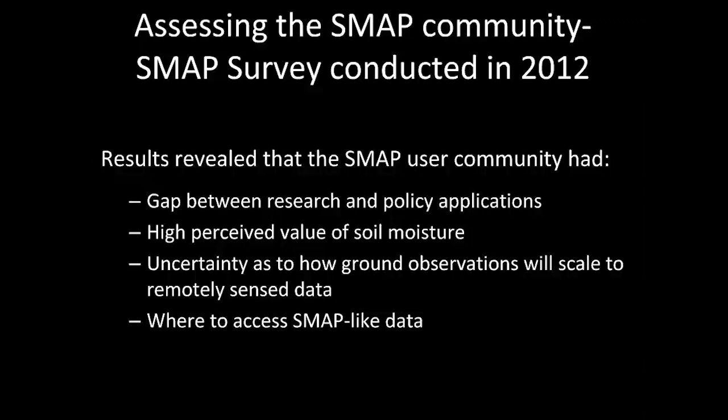So in terms of the survey, we conducted a survey in 2012 to really break down the community and understand who was doing what, which applications were well represented, and were there any gaps in information. What the results revealed was that there were gaps between research and policy applications, which was expected. There was a high perceived value of soil moisture, but we didn't have quantitative values yet. There was just a perception. And there was an uncertainty as to how the ground observations would really scale to the remote sensing data.